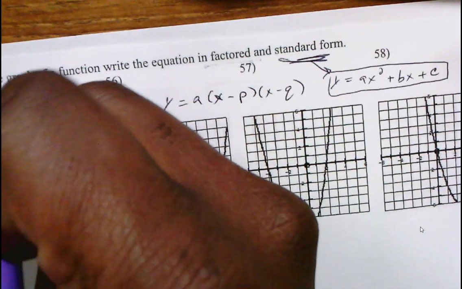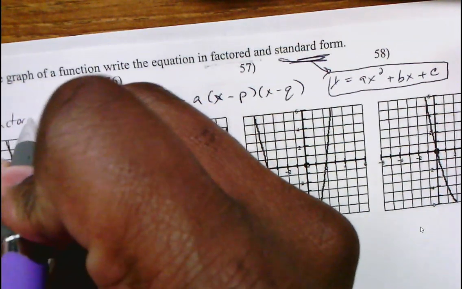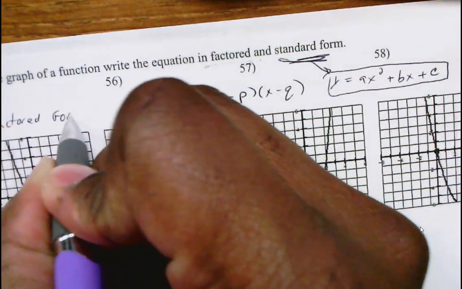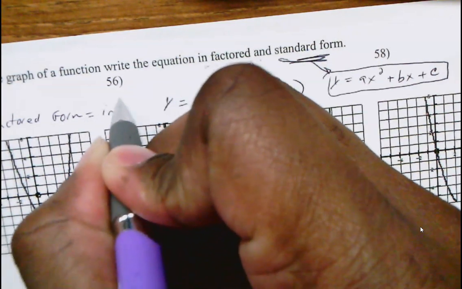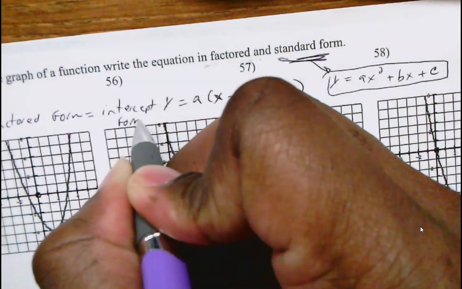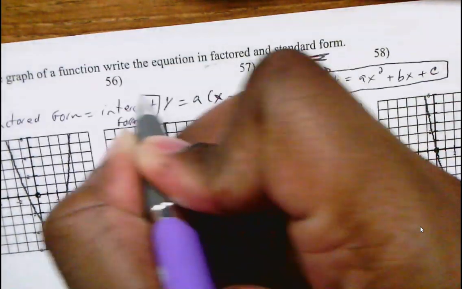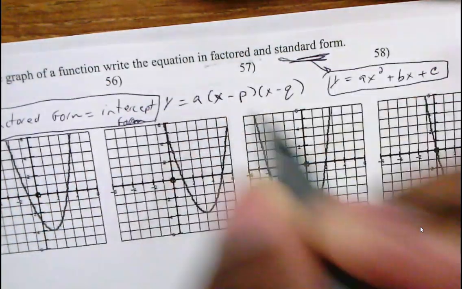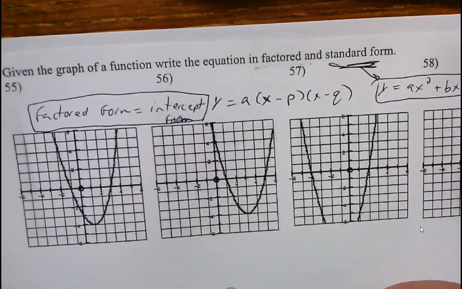Sometimes factored form is called intercept form. So factored form and intercept form are the same thing. They mean the same thing because they both help you find the factors.